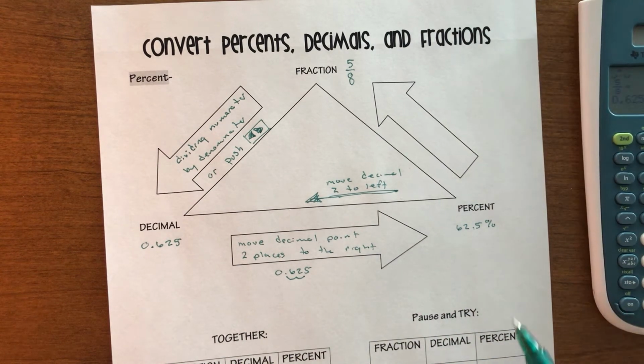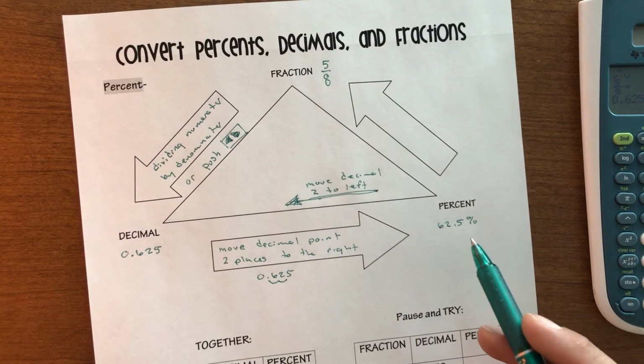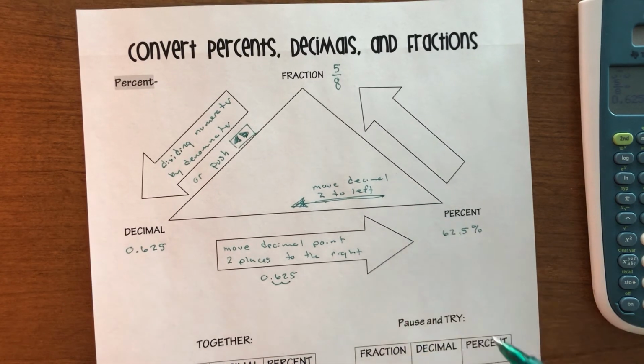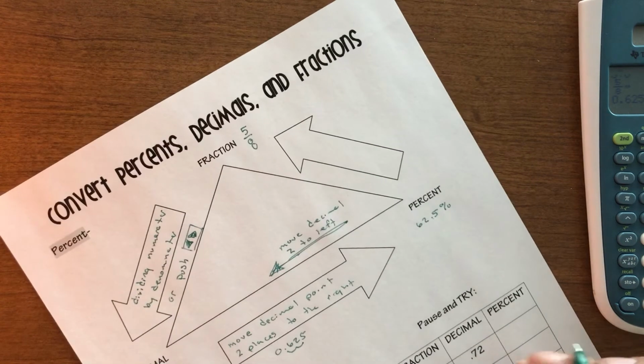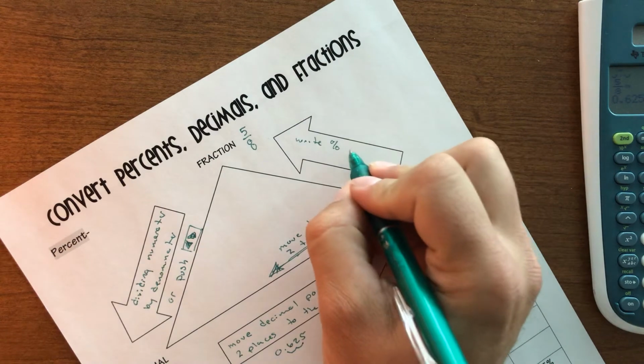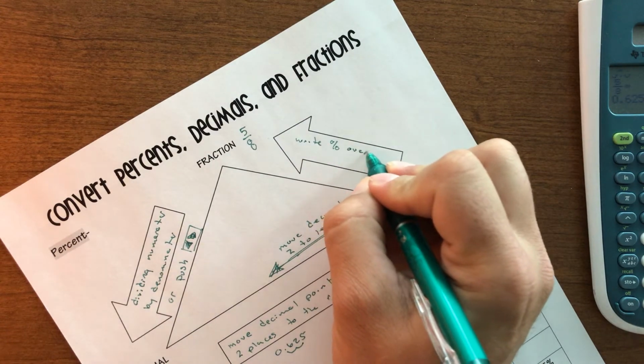All right? Now, percents to fractions. Again, there's a shortcut on the calculator that we'll talk about in just a minute, but to do a percent to a fraction, mathematically what we're doing is we're going to write the percent over 100.